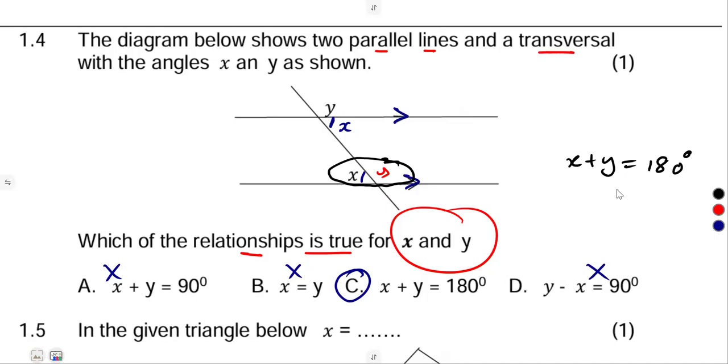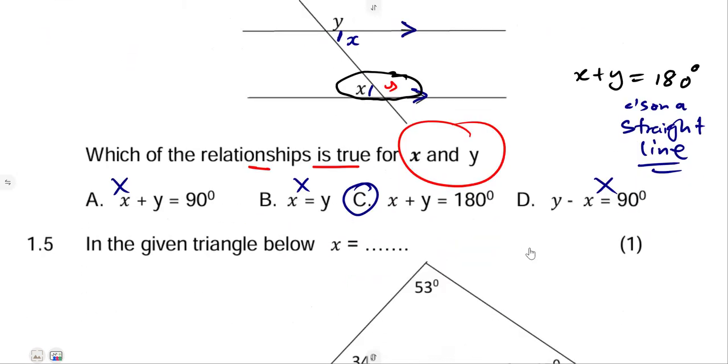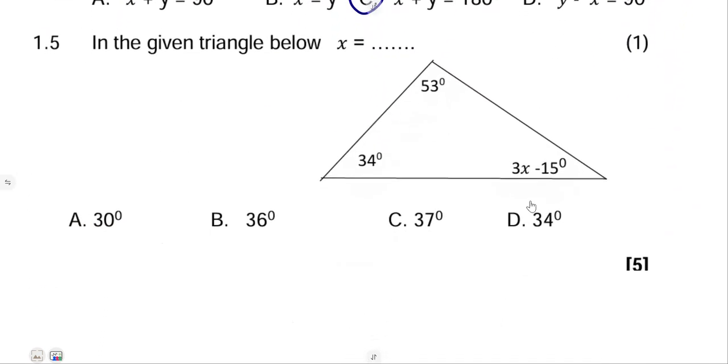There was going to be what? C. They are on a straight line. Angles on a straight line. So that is the major case of your question. Okay, just be very careful on your answering of the questions.